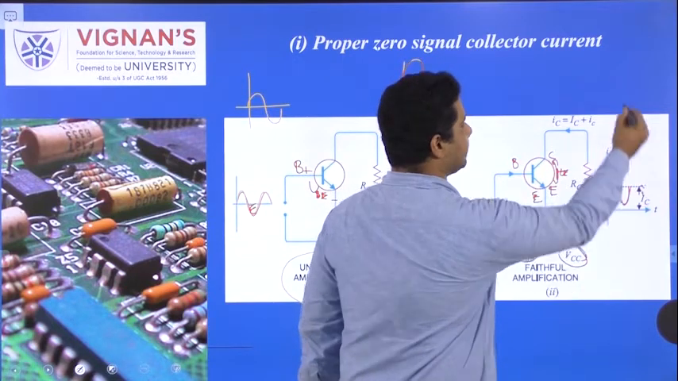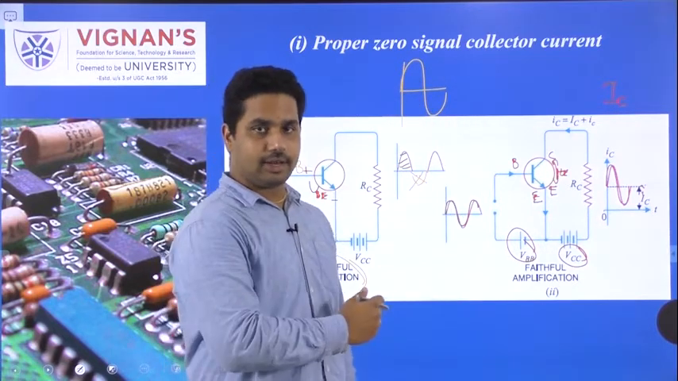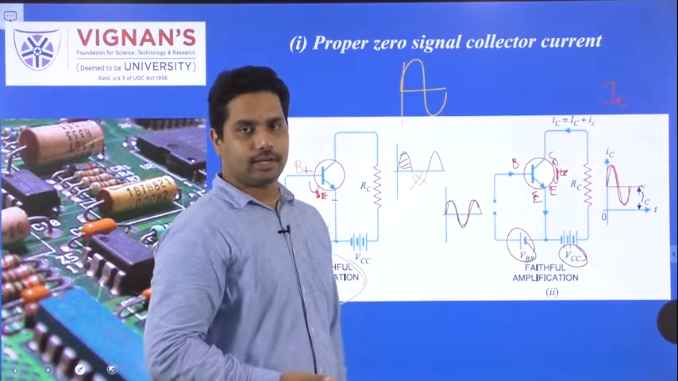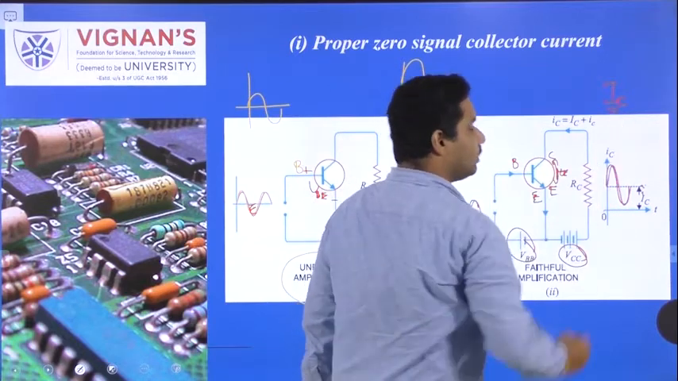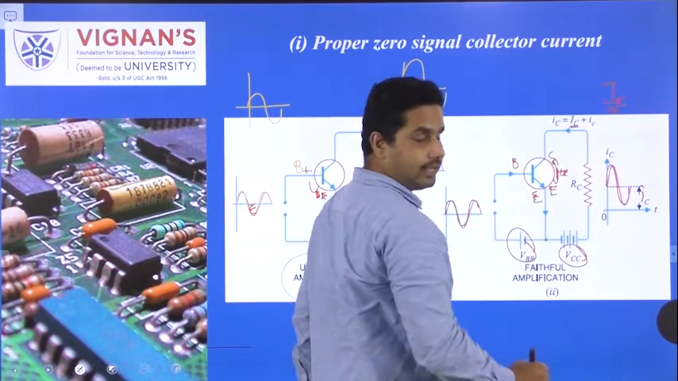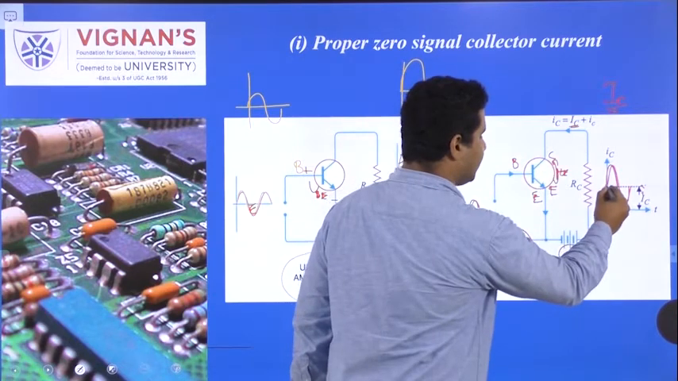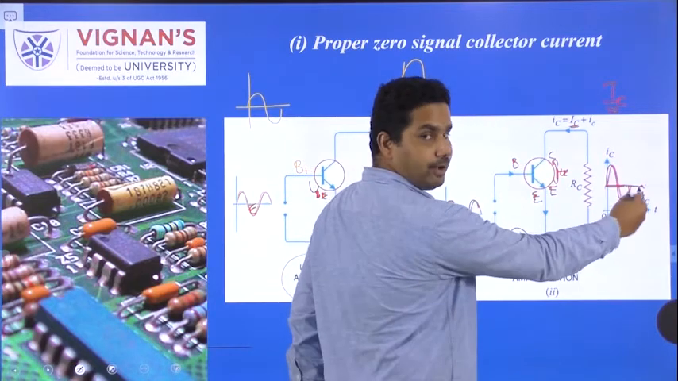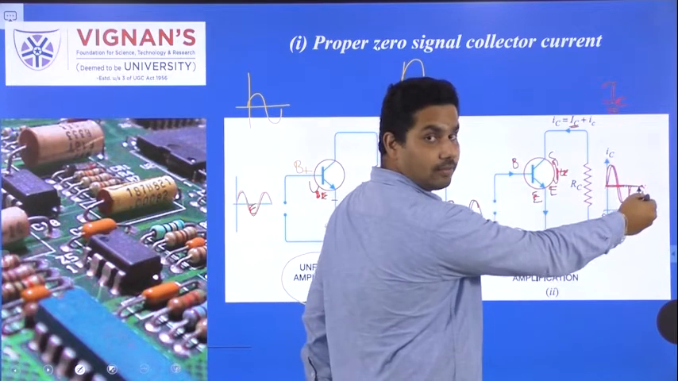The capital letter I with suffix C shows your zero signal collector current. In the previous slide I told you, without giving any kind of input signal, what is the collector current? That collector current is the zero signal collector current, IC. So without giving a signal itself, we have IC current there. That is a DC current, because at that time only DC biasing is there. So only that DC IC current is marked here, and your signal will be amplified with respect to this DC IC current, or the zero signal IC current.